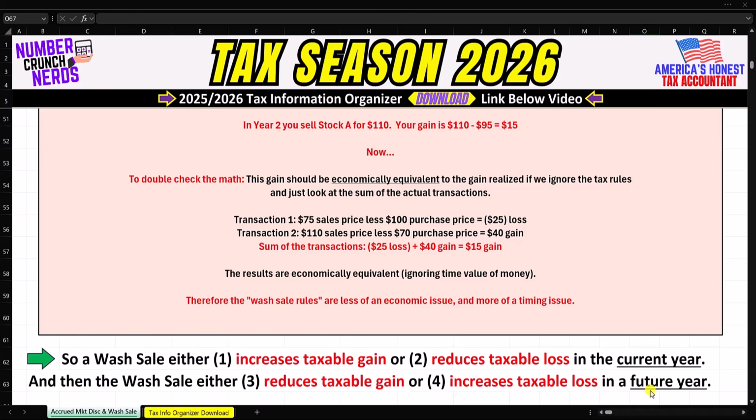And then the wash sale will either, number 3, reduce taxable gain or increase taxable loss in a future year. And you can see right here the economic reality of transaction 2 was a $40 gain, but we only recognized a $15 gain actually in year 2 because of the wash sale rules, and therefore in the future year the wash sale reduced the taxable gain.